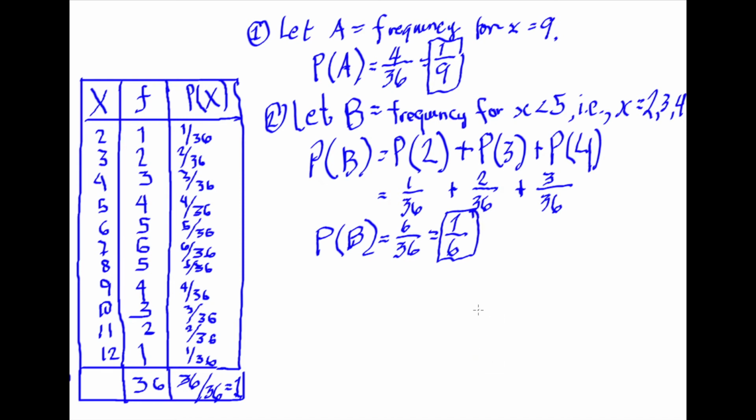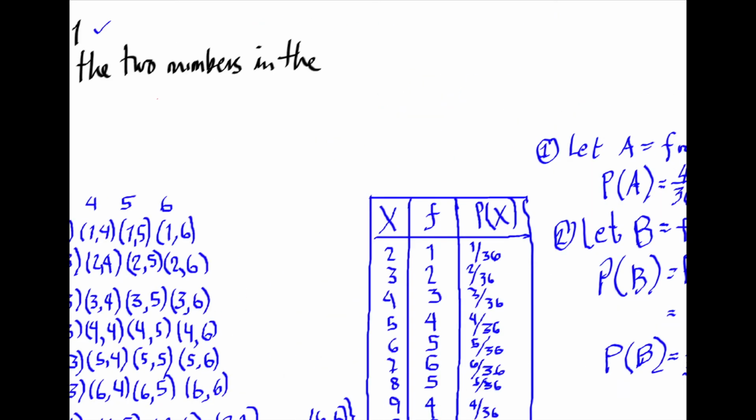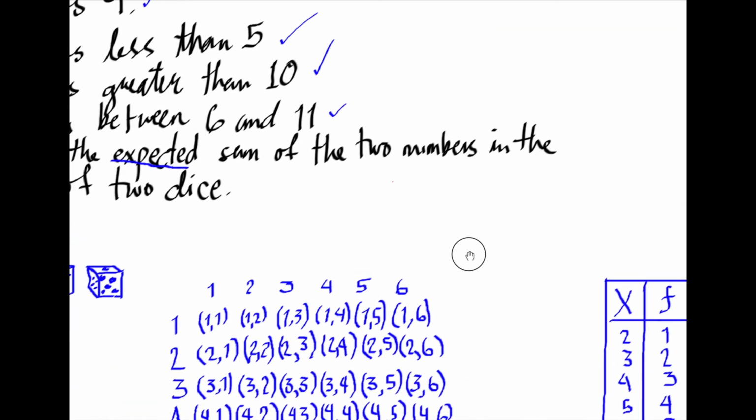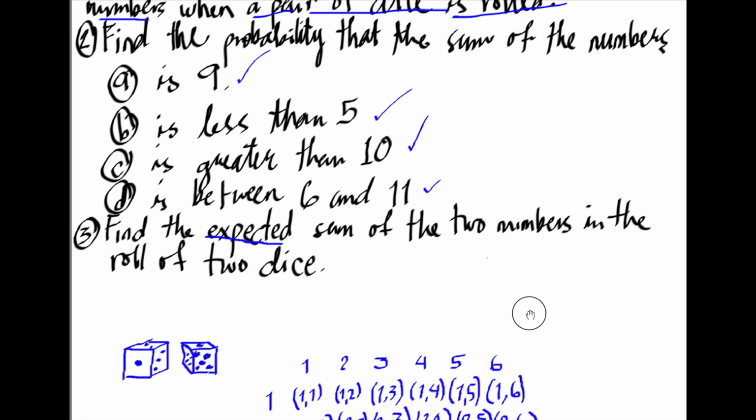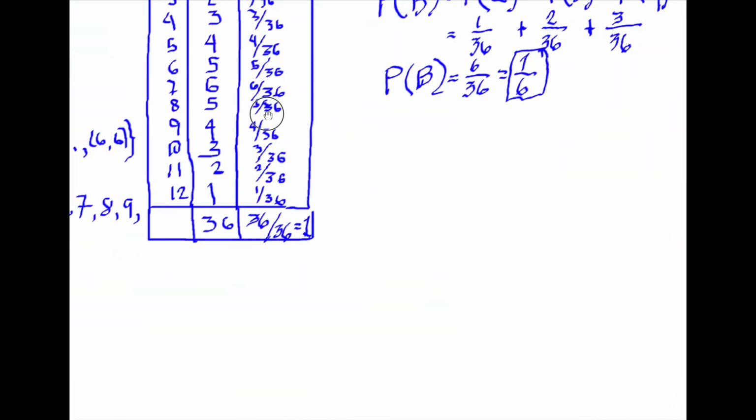Okay, so we're done with number 2. Let's proceed to number 3. Number 3, or letter C rather, asks for the probability of getting a sum which is greater than 10.